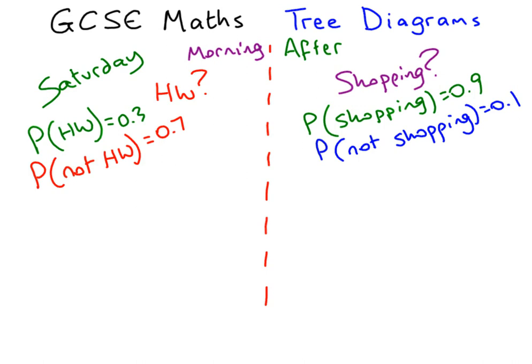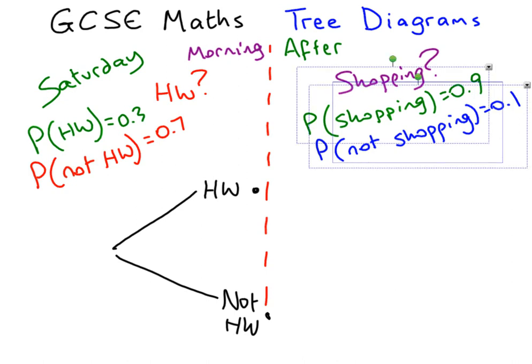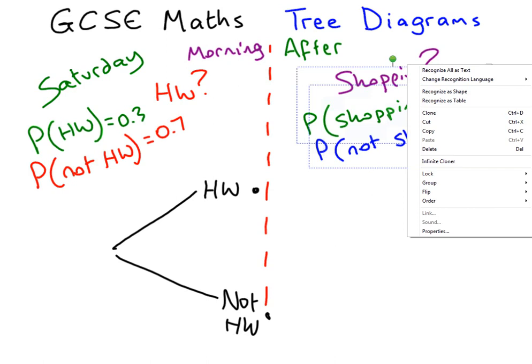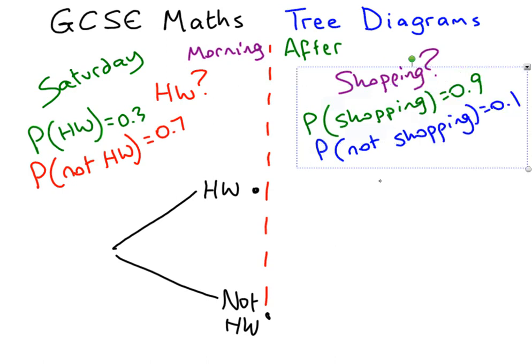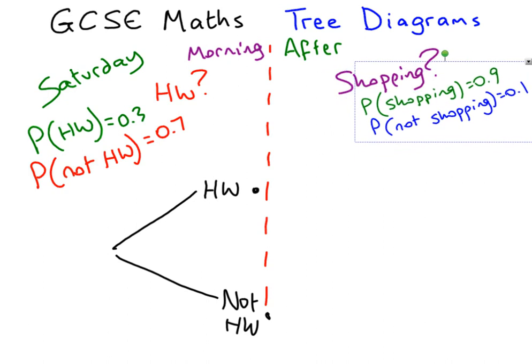So how does a tree diagram work? Well, what a tree diagram says is in the morning you've got two choices. First choice is doing homework. Second choice is not doing homework. That's up to you. Okay? Now in the afternoon, you could have either done your homework or not. Let's say it's independent. It's not going to affect whether you go shopping or not. Let's assume. Okay, maybe it would in real life, but this is a maths question and we're not going to worry ourselves on that too much.